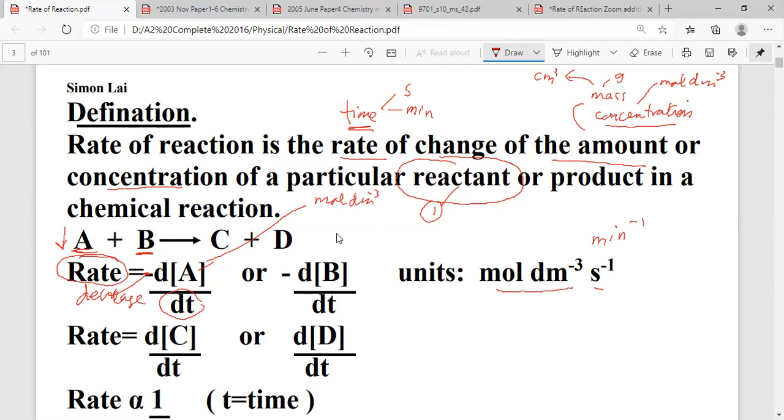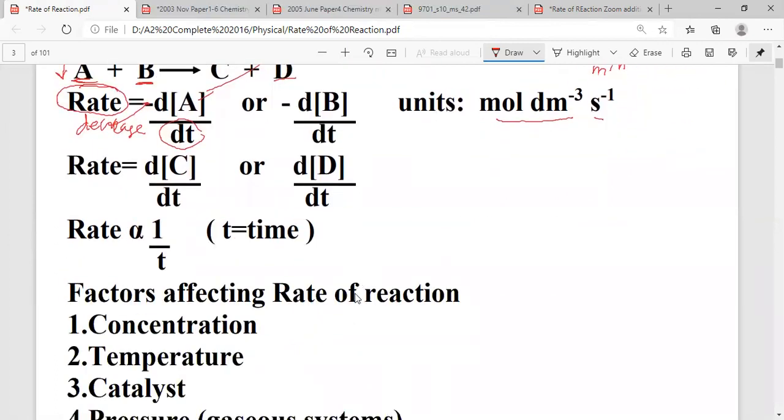Or you can say the amount change of products, the products being C and D. Here again, how much will change? In time of reaction, the amount of C and D will increase. That's why rate equals a positive sign here. Rate of d, which means change, is differentiation. It means rate of change of concentration of C, in moles per dm cube, or in your calcium carbonate and acid experiment, how many cm cube of carbon dioxide over time.